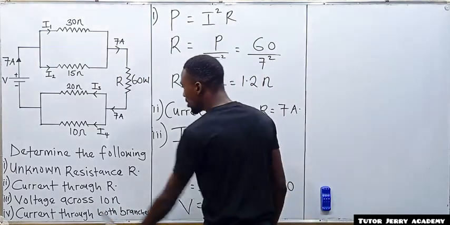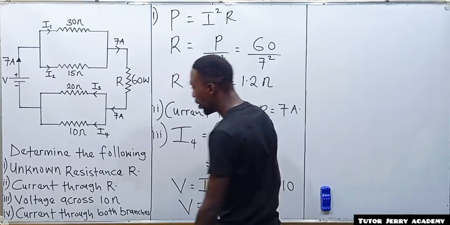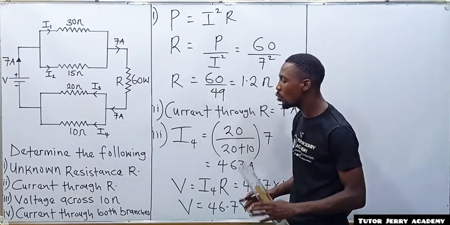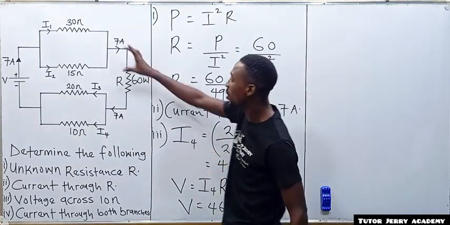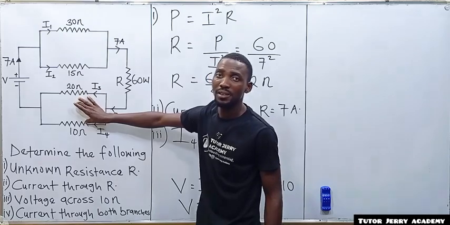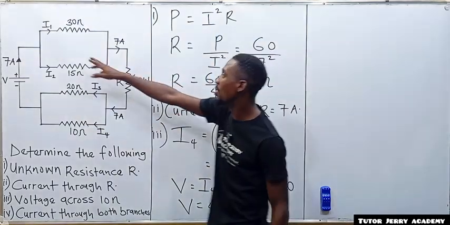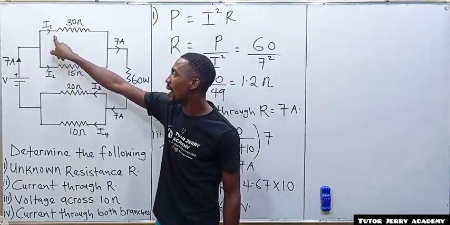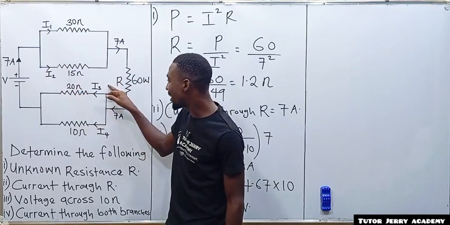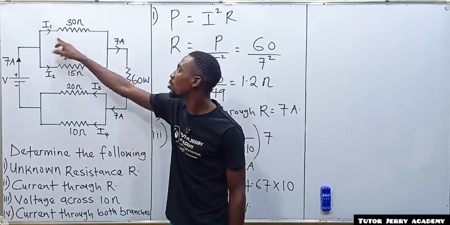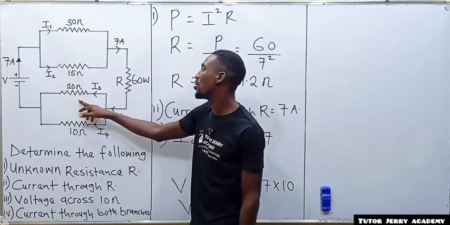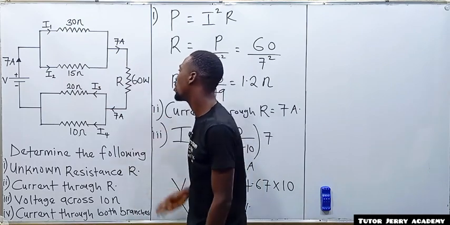All right, so let's solve question number 4. The question says we should find the current through both branches. Through both branches, we have these branches and these branches. So we're having two branches. So we are going to note that we are having I1, I2, and I3. We've already calculated I4. So we just need to calculate the current through this, this, and this. So we need to find I1, I2, and I3.